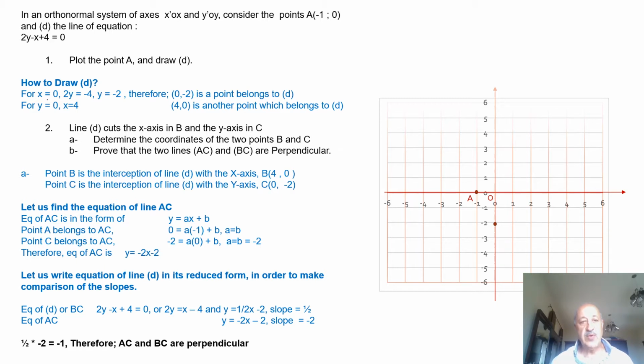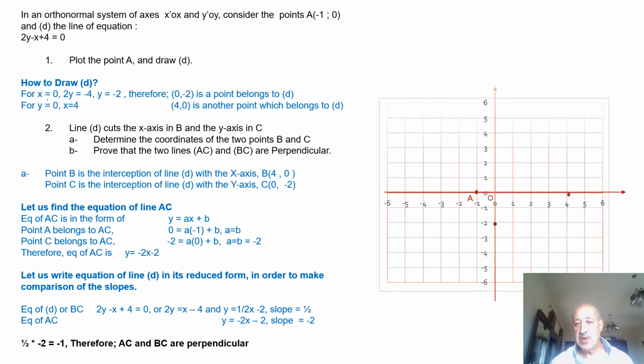So if we give a value 0 for x and solve for y, this is 1 point that belongs to D. And on the other hand, if we give a value y equals 0 and solve for x, this is another point which belongs to D. So we have 2 points that belong to D. We join them together and then we can draw line D in this way.